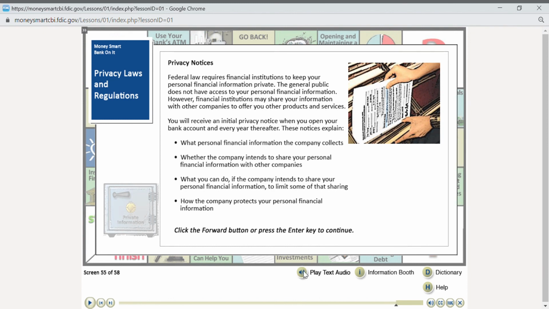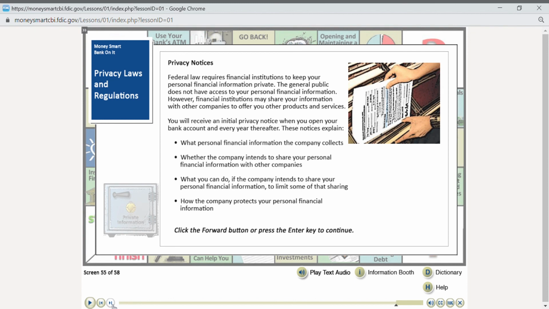Privacy notices. Federal law requires financial institutions to keep your personal financial information private. The general public does not have access to your personal financial information. However, financial institutions may share your information with other companies to offer you other products and services. You will receive an initial privacy notice when you open your bank account and every year thereafter.